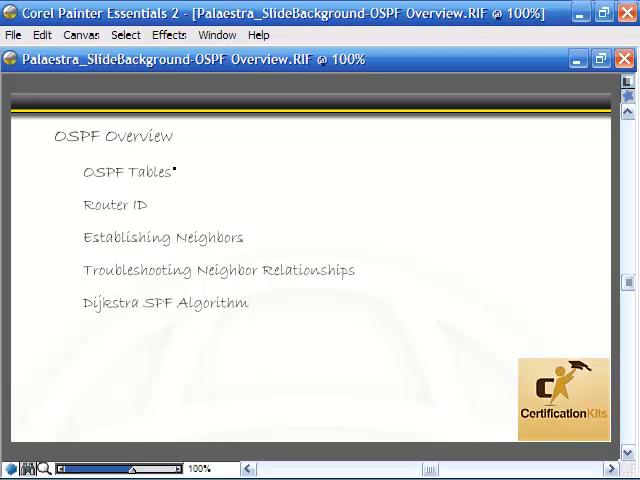We're going to be doing an overview of OSPF, the different tables OSPF uses, how it gets a router ID and what that router ID is for, how it goes about establishing neighbor relationships, and troubleshooting the establishment of neighbor relationships. If OSPF is not able to establish a neighbor relationship with the router, it will not exchange routing information. And then the Dijkstra shortest path first algorithm, how that functions and what that's used for.